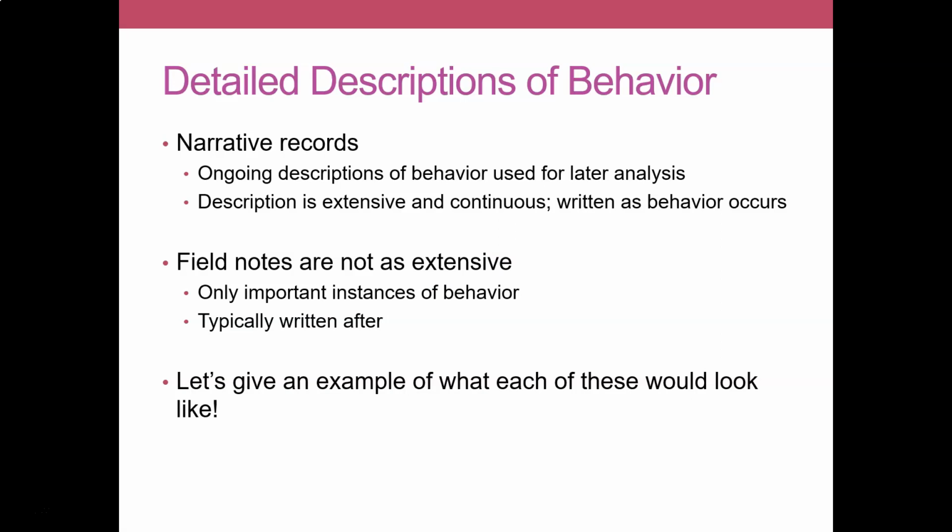So normally I would explain the difference between a narrative record and a field note and have you try that yourself. Obviously, under current circumstances, that's going to be a little bit difficult. If we are doing something called a narrative record, you are doing an ongoing description of behavior that is being used for later analysis. This description is incredibly extensive, it's very continuous, and you write it as soon as you see the behavior. So it's basically writing down the entire narrative of what is going on.